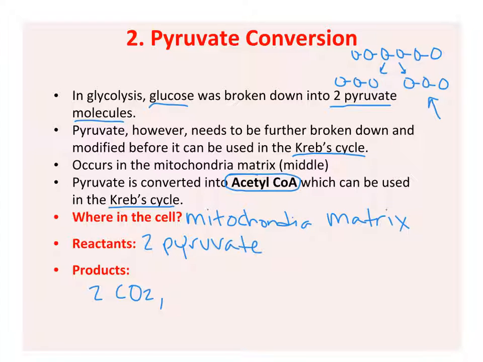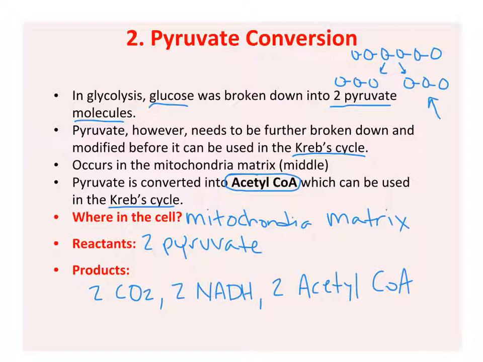You're going to make 2 of the electron carriers NADH. Remember, in photosynthesis, it was NADPH, but now it's just NADH here in respiration. And you're also going to make 2 acetyl-CoAs. So those are your products.